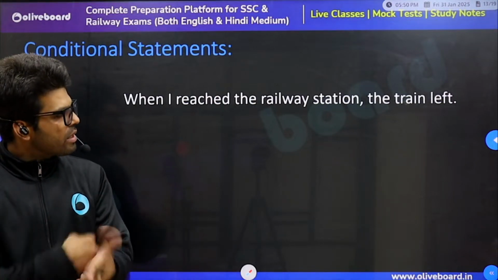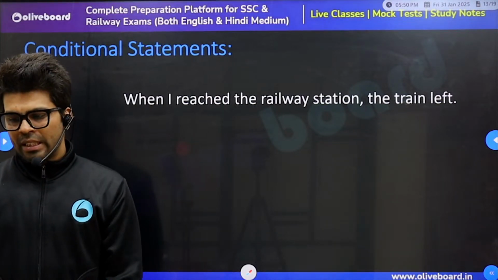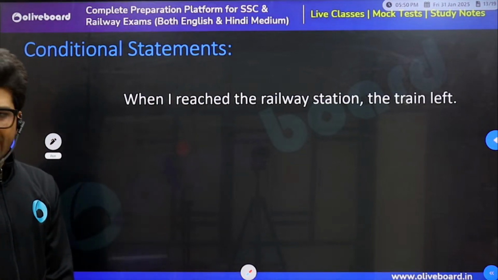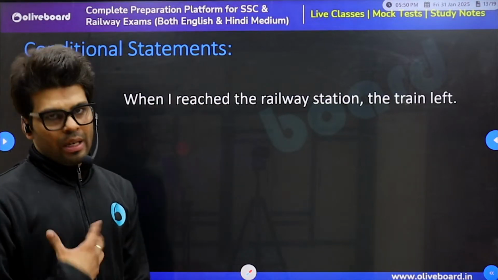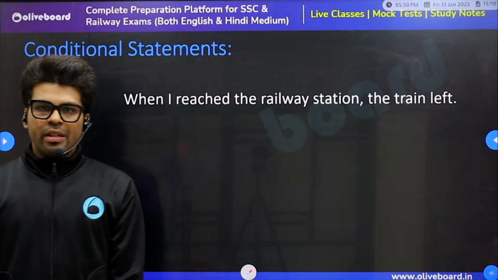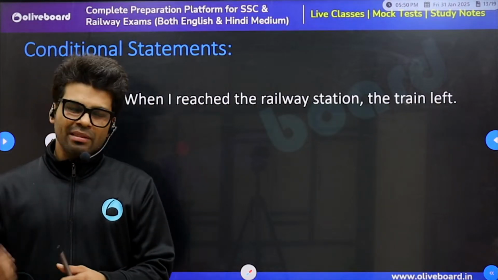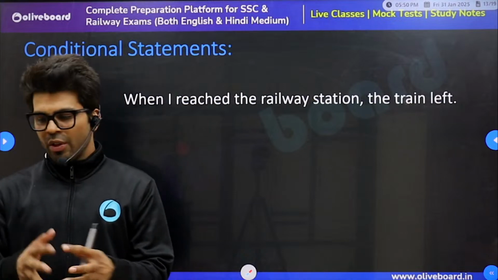When I reached the railway station, the train left. I think all of us know this. I speak Hindi. We say the same, quoting a line: जब तक मैं स्टेशन पहुंच पाता, train जा चुकी थी. We use the perfect tense.